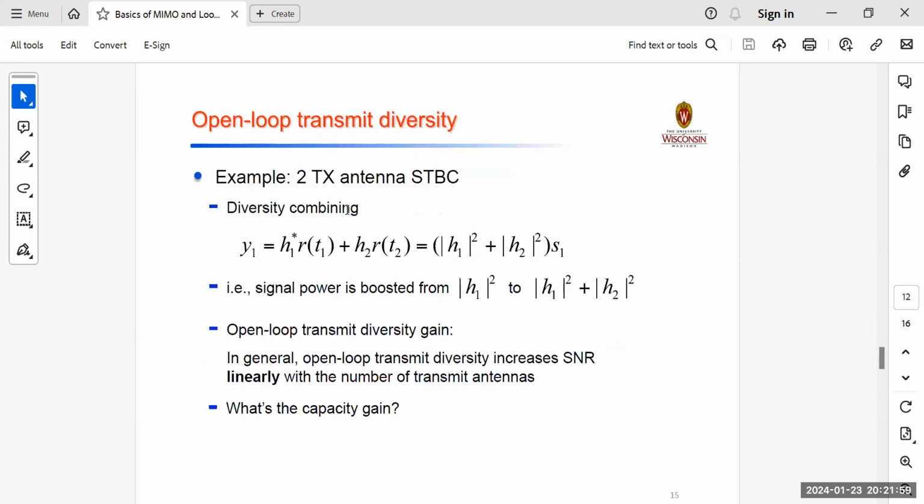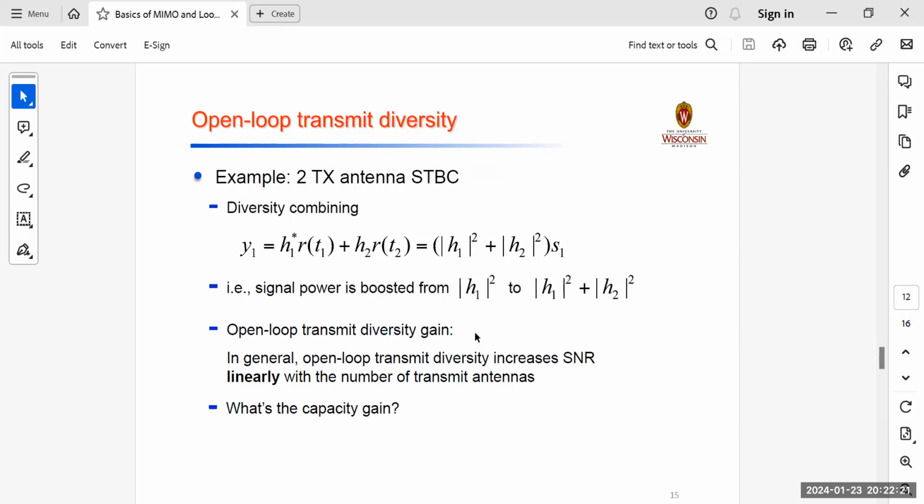Okay. So in case of diversity combining, you will combine the effect of RT1 and RT2. So that would be H1 conjugate RT1 plus H2 RT2. And by that, you will have H1 square plus H2 square. So the signal power is boosted from H1 square to H1 square plus H2 square. So obviously the signal power is boosted.